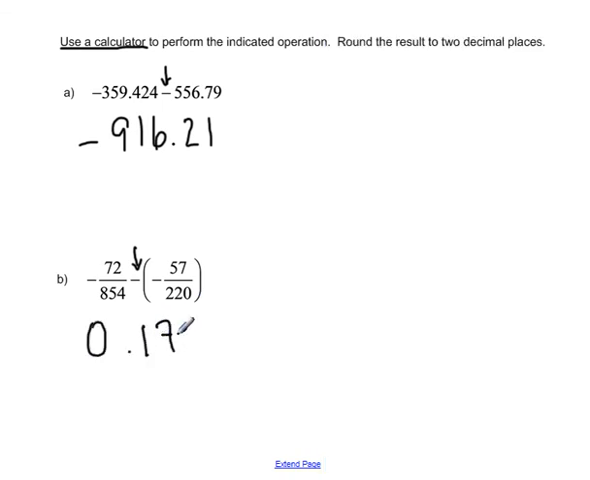0.17. And do remember, whenever we have just a decimal portion for our answer, always a good idea to lead it out with the 0, because that helps us to see that decimal point. Otherwise, we might overlook the decimal and think that our answer is just 17. But our answer is, in fact, 17 hundredths.